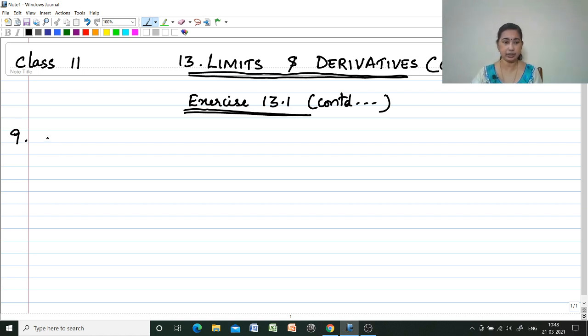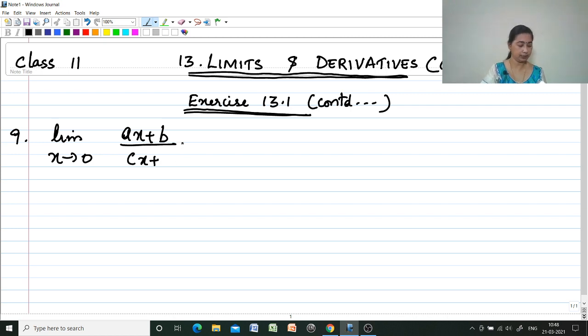So next one is: evaluate the limit as x tends to 0 of (ax plus b) divided by (cx plus 1). Okay, so how to apply the limit here? First, we have to see what value is given here. X is tending to 0, so that value we have to give for x here. That is the first thing.